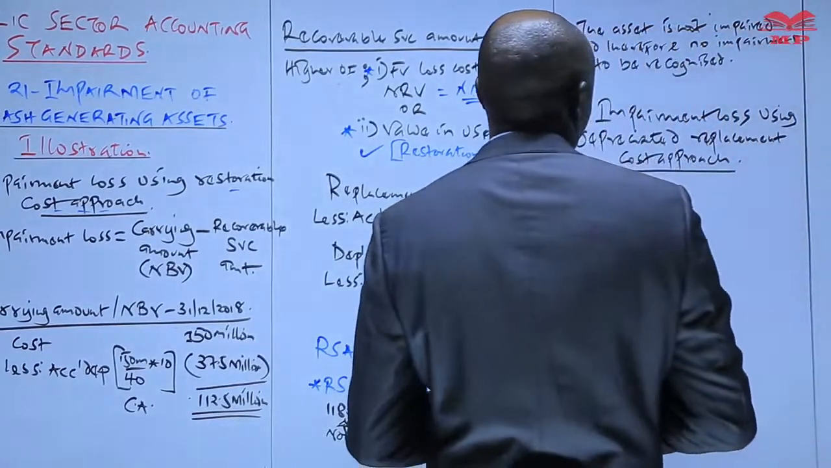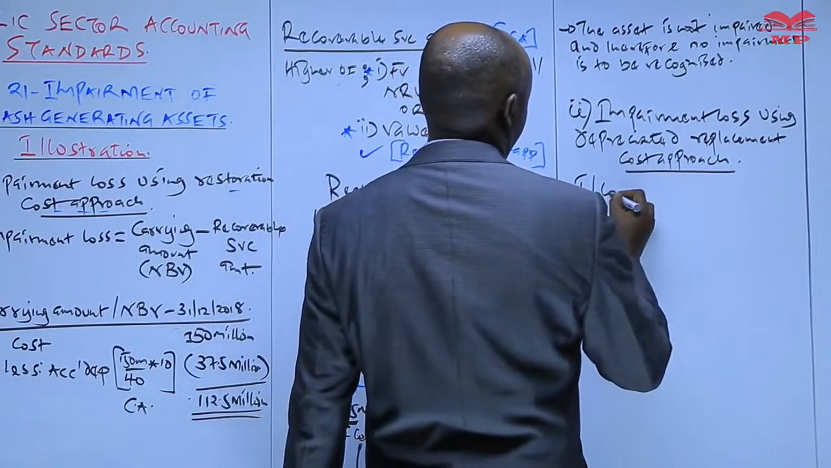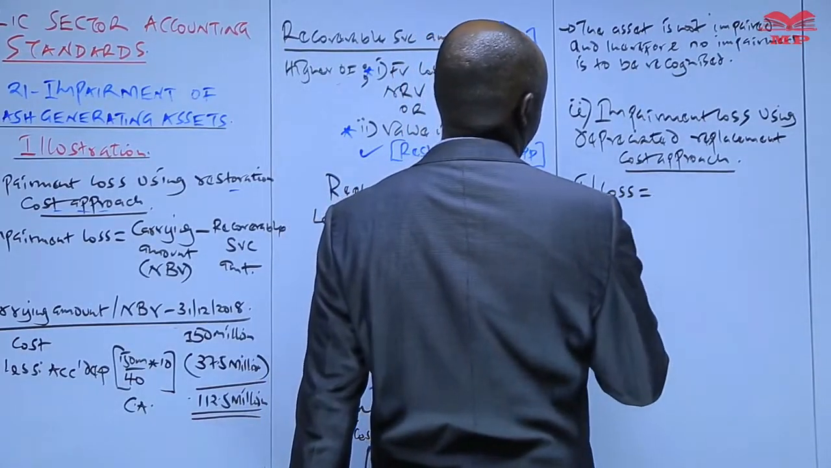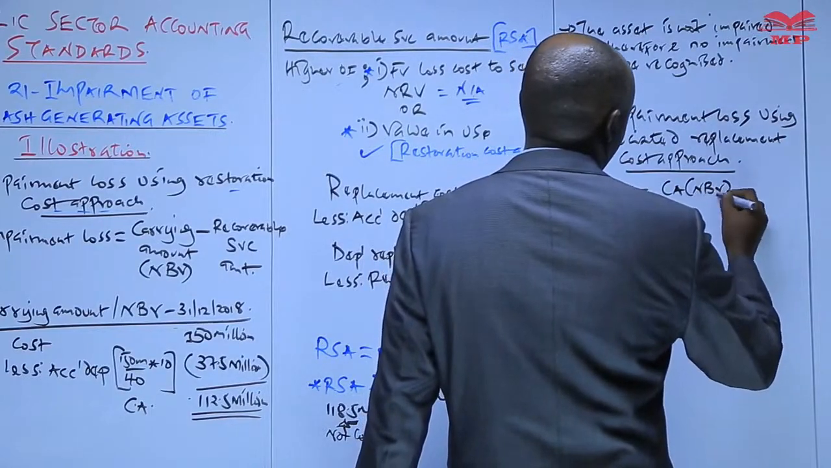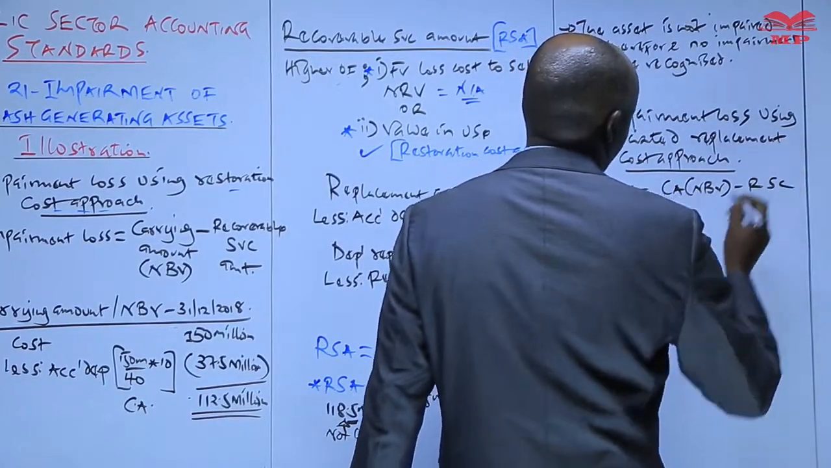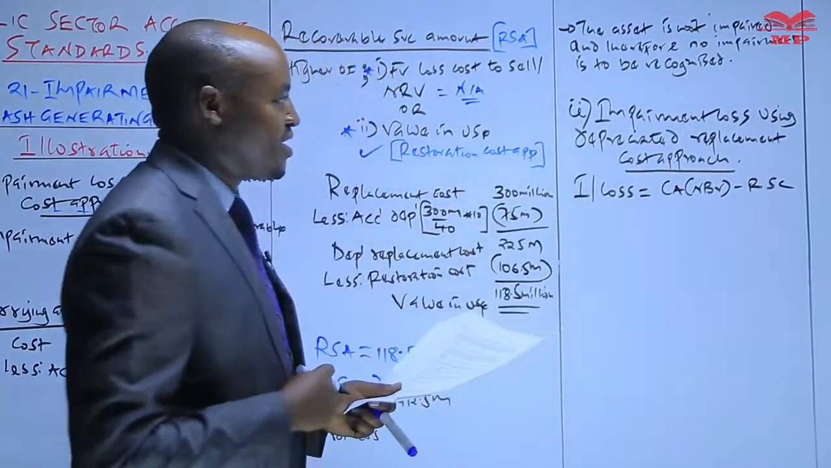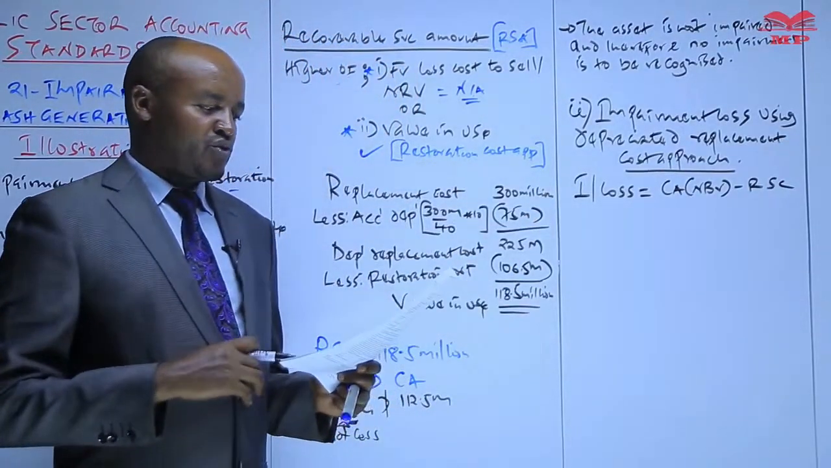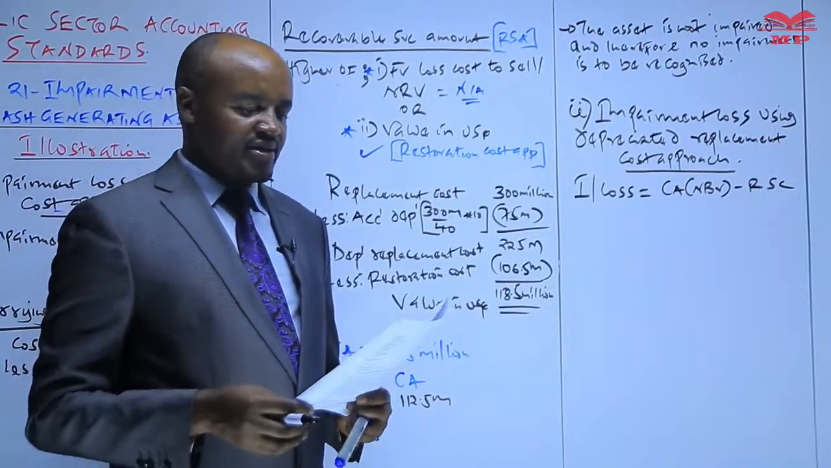So what we need to remember here is the formula for computing the impairment loss, which is equal to the carrying amount, which is the same as the net book value of the asset, minus the recoverable service amount. So we need to determine these two values, and we are determining this impairment loss on the date when there was some evidence showing that this particular asset could be impaired.